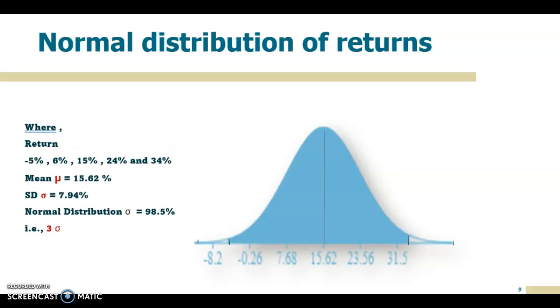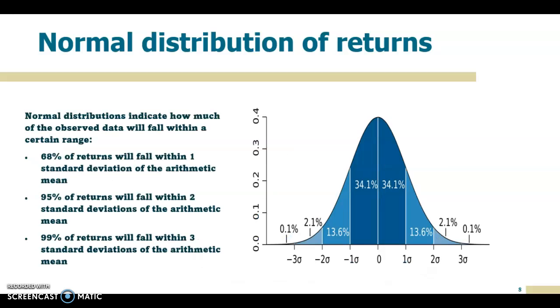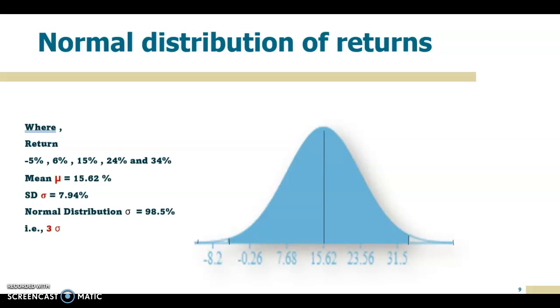In a normal distribution curve, 68% of returns fall within one standard deviation, 95% of returns fall within two standard deviations, and 99% of returns fall within three standard deviations. Based on our analysis of investment A, the upper value of the rate of return is 34% and the lower value of the rate of return is minus 5%, which falls within 3 standard deviations with a dispersion of 98.5%.